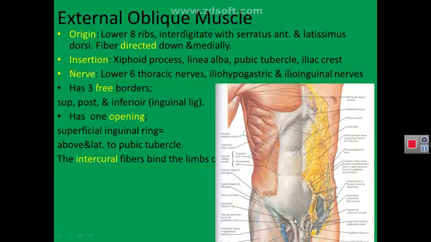This triangular opening, the superficial inguinal ring, lies above and lateral to the pubic tubercle. It is formed by medial and lateral crura that are connected at the apex of this triangular opening by transverse fibers, which are called intercrural fibers. These are the intercrural fibers connecting the medial and lateral crura of the superficial inguinal ring, which is one opening in the aponeurosis of the external oblique muscle.